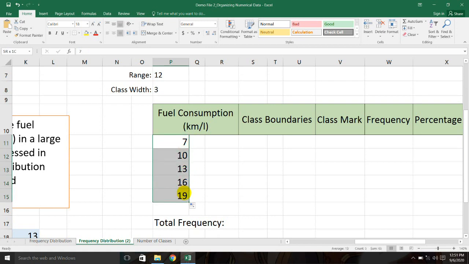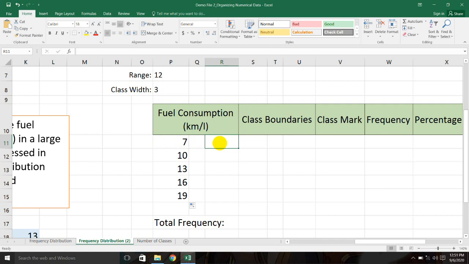So, ano itong mga to? These are the lower class limits. How do we find the upper class limit? Simple lang. All you need to do is what? To add 3. Kaso hindi, because when you add 3 to 7, it's 10, di ba?